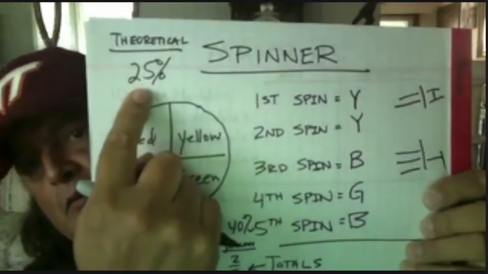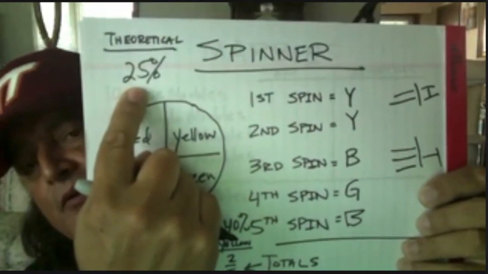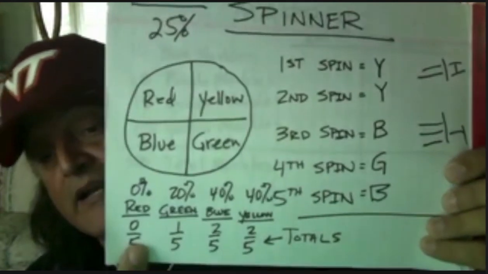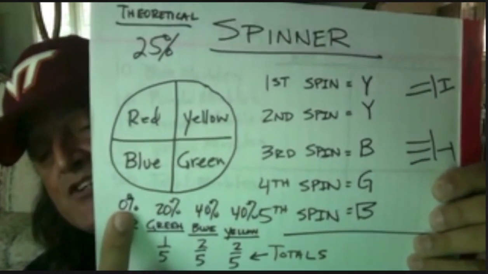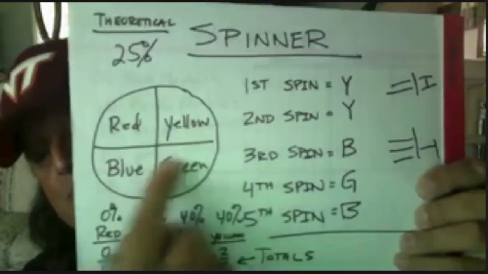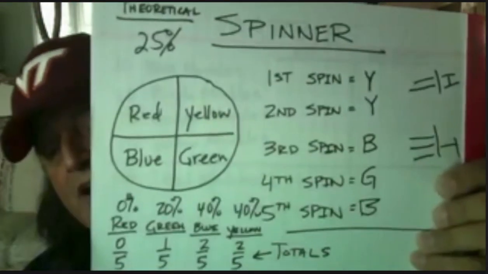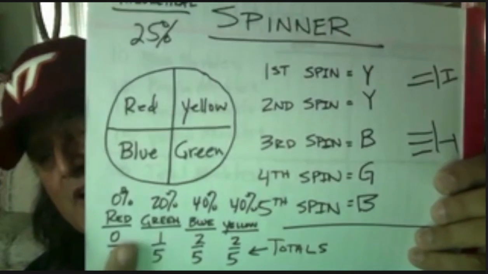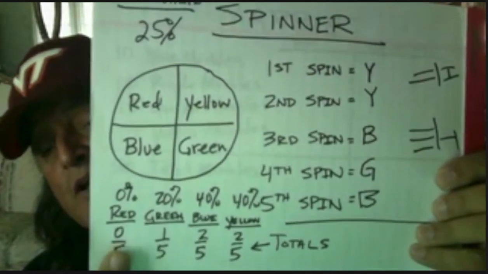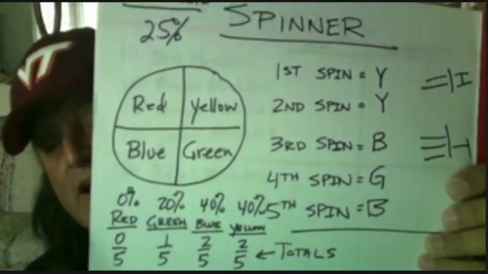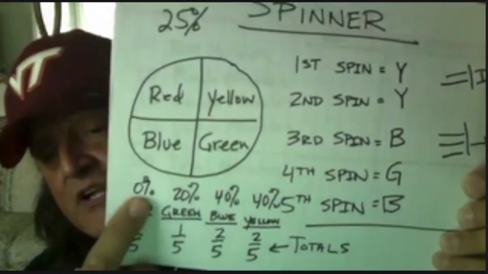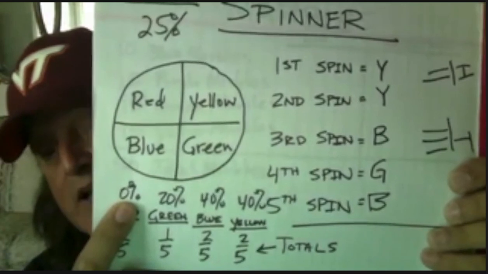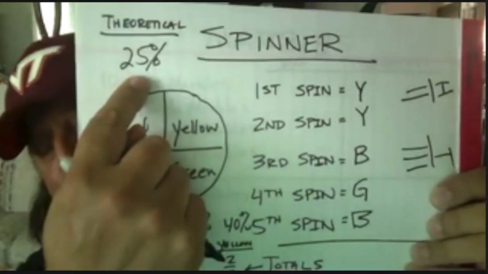Even though in theory we thought 25% of the time it landed on red, it really only landed in the experiment 0 times, so it's 0%. So if somebody asks you a question, if you have a spinner with 4 colors and you spun it 5 times and it didn't land on red at all, is the experimental probability greater or less than the theoretical probability? Well, it's less, because it only landed on it 0 times, which is 0%. That's less than what you think would have happened.